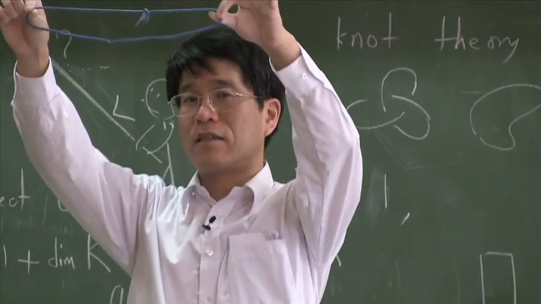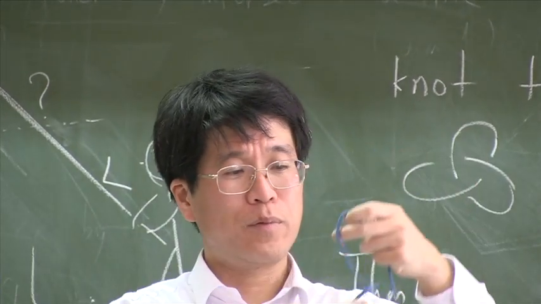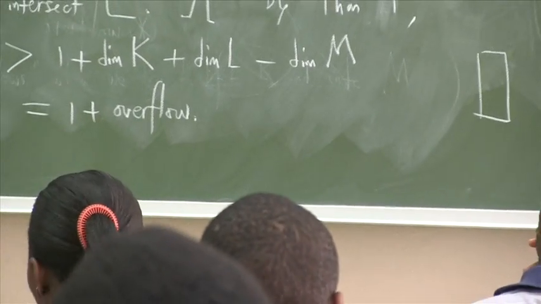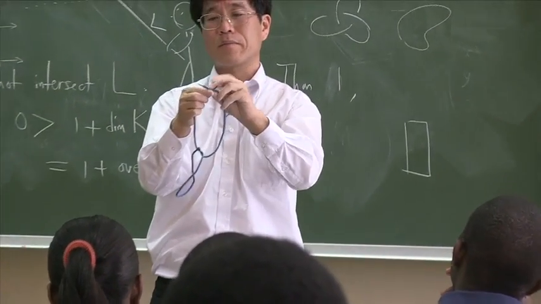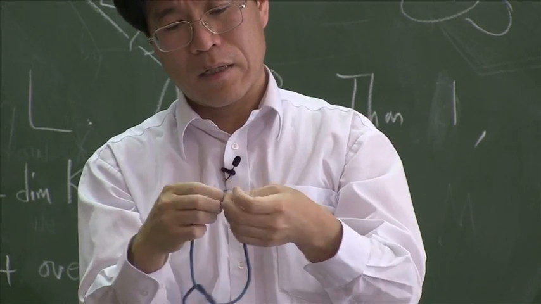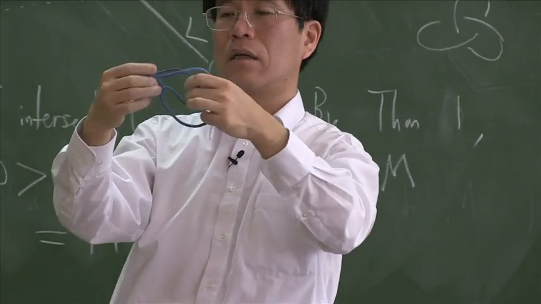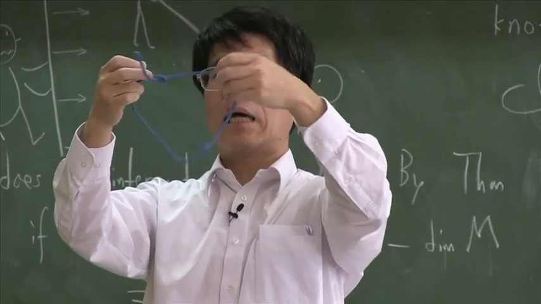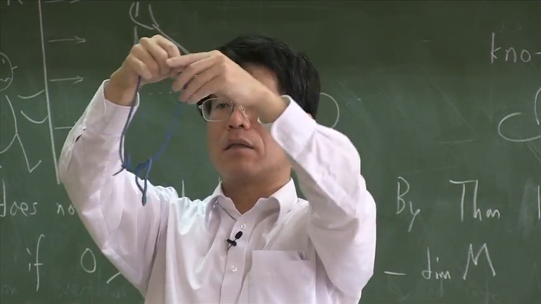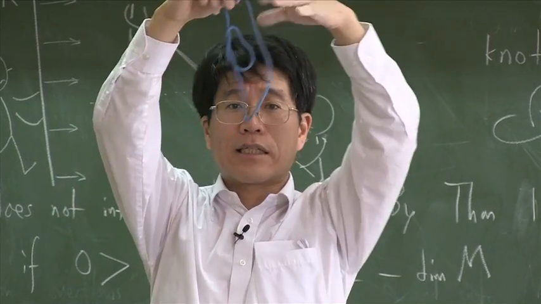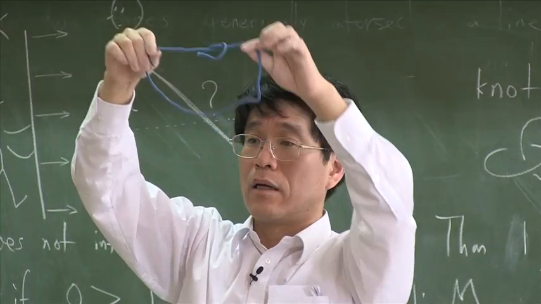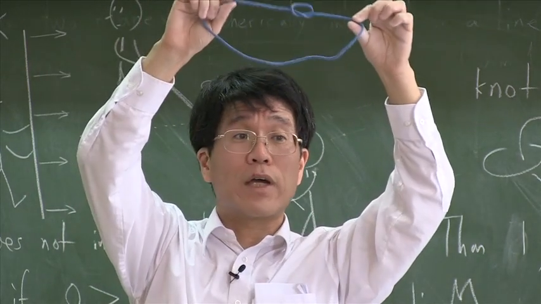So this is a simple loop. But now let's take something else. If we have something like that, let me tie a knot. Something like this. I cannot undo this knot and make it just a straight string. It's clear, but I cannot undo this in 3D, because we are in 3-dimensional space.